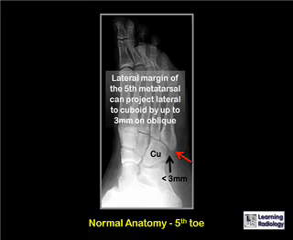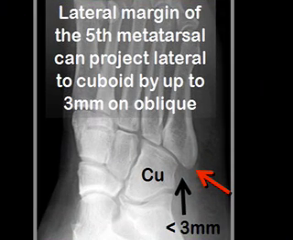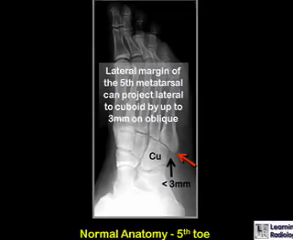And for the fifth toe, the lateral margin of the fifth metatarsal can project laterally to the cuboid by about 3 millimeters on the oblique view of the foot. The red arrow is pointing to the lateralmost portion of the proximal fifth metatarsal, and the distance from it to the cuboid should be less than 3 millimeters.